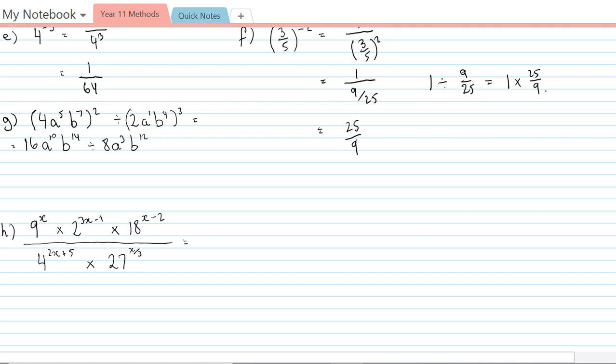And then it's just a matter of simplifying this. 16 divided by 8 is just 2. Again, those are coefficients, so we can just divide them. a to the 10 divided by a to the 3 is a to the 7. And b to the 14 divided by b to the 12 is b to the 2.